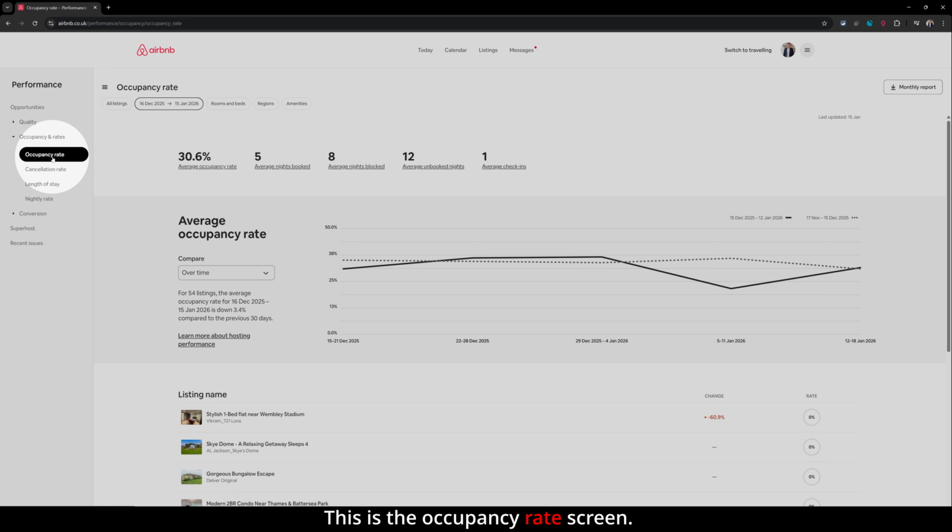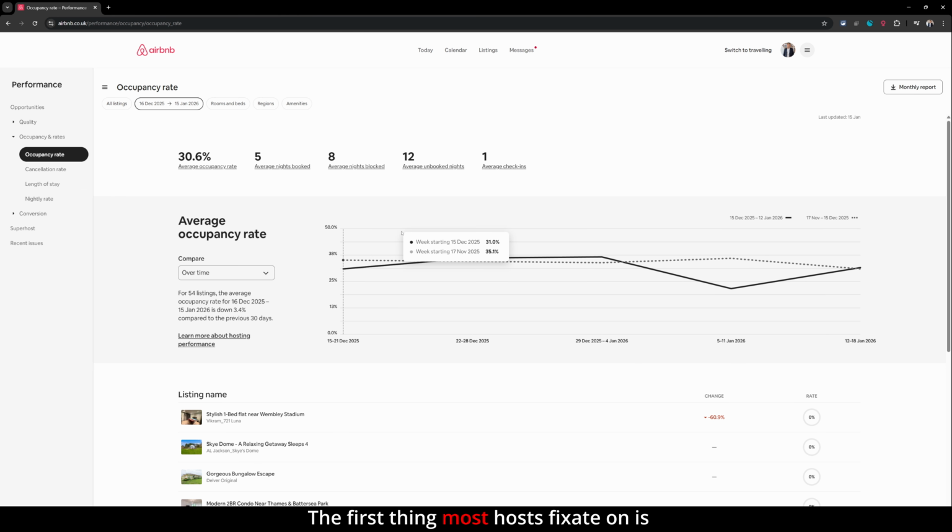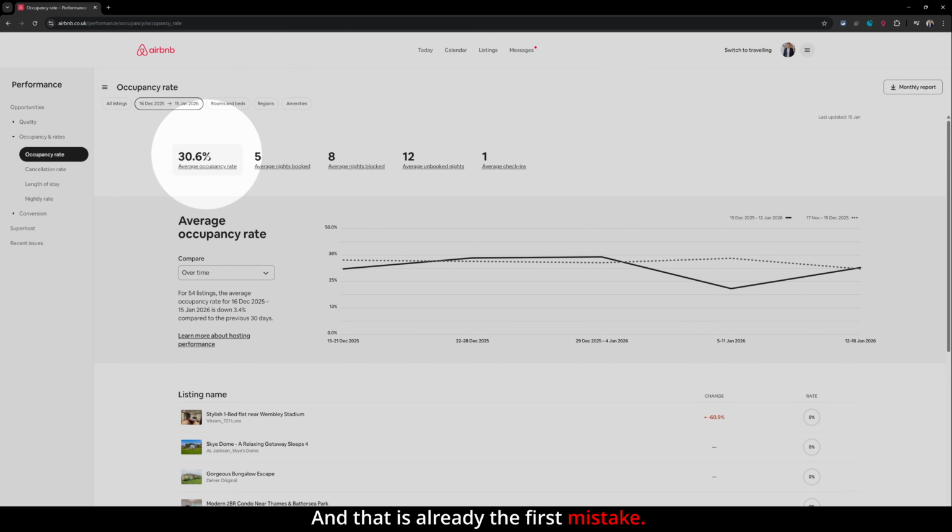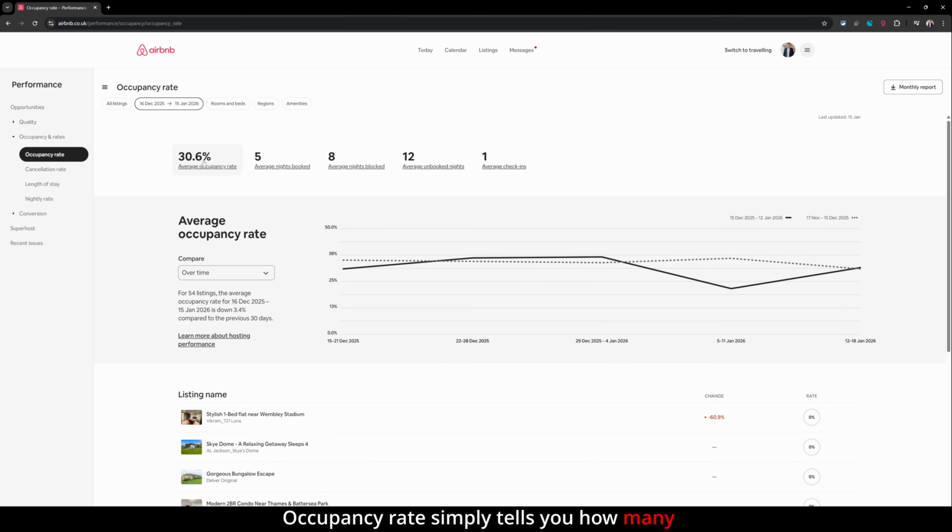This is the Occupancy Rate screen. The first thing most hosts fixate on is the big percentage at the top, average occupancy rate, and that is already the first mistake. Occupancy rate simply tells you how many nights were booked out of the nights that were available. It does not tell you if you made good money. It does not tell you if your pricing was smart. It does not tell you if demand was strong or weak.